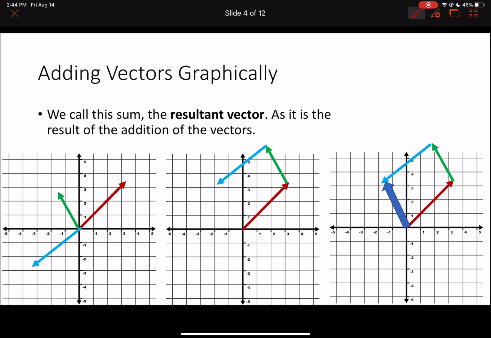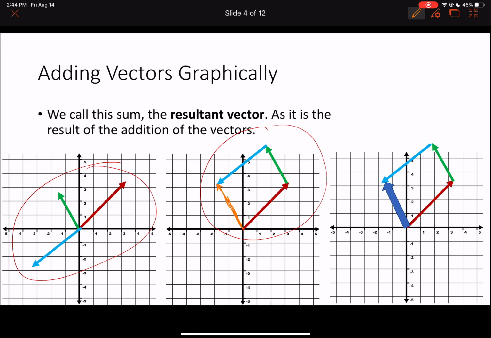And if you can download this PowerPoint, I would encourage you to play around with these vectors here and here and try to add them different ways. Try to put them in a different order, because you'll realize it doesn't matter the order in which you add vectors. You will always get to the same result. In this case, we will always get a vector going from start to finish here.